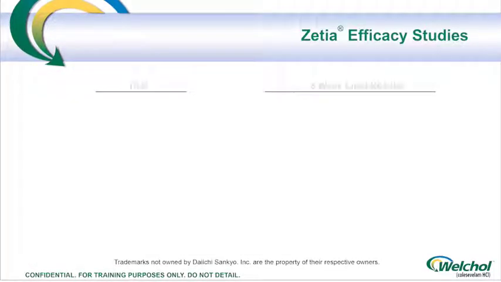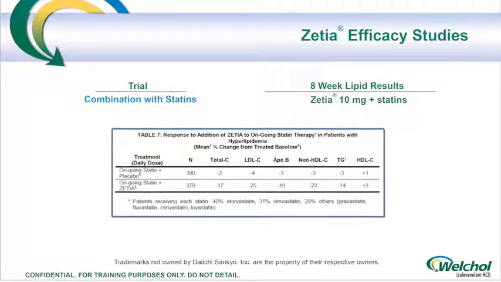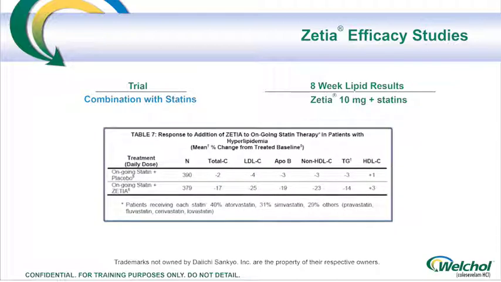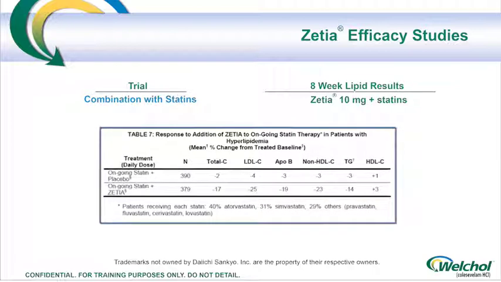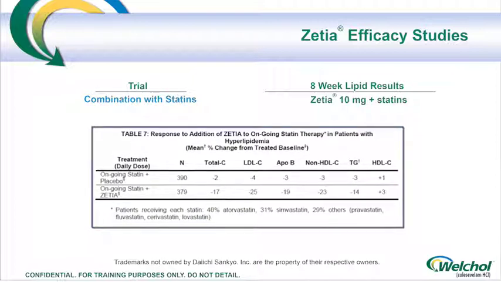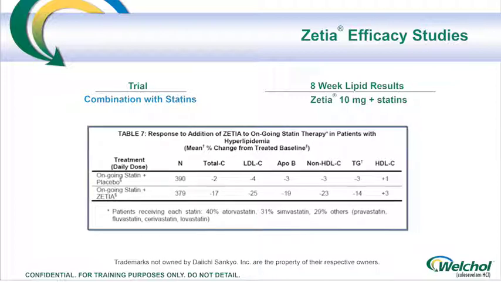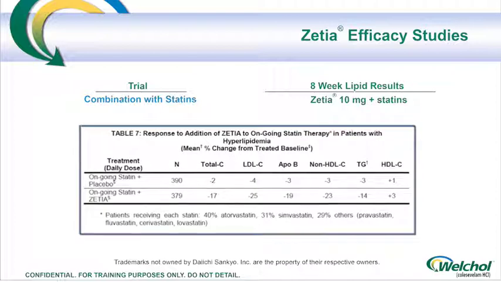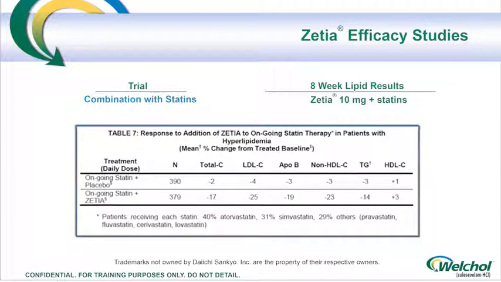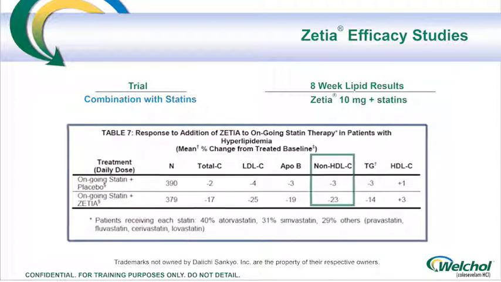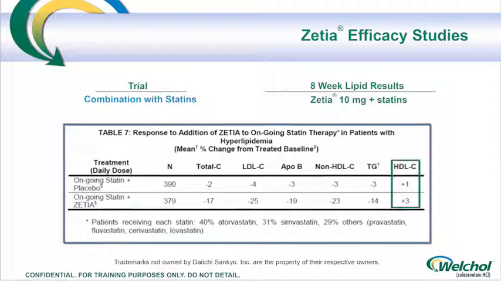In a multi-center, double-blind, placebo-controlled 8-week study, 769 patients with primary hyperlipidemia, known coronary heart disease, or multiple cardiovascular risk factors who were already receiving statin monotherapy but who had not met their NCEP ATP2 target LDL-C goal were randomized to receive either Zetia or placebo in addition to their ongoing statin. Zetia added to ongoing statin therapy significantly lowered total C, LDL-C, ApoB, non-HDL-C, and triglycerides, and increased HDL-C compared with a statin administered alone.